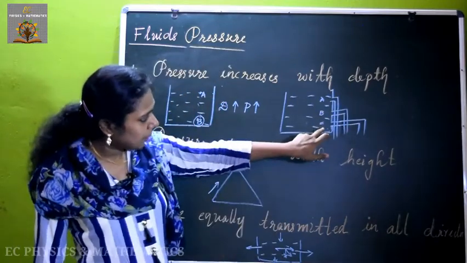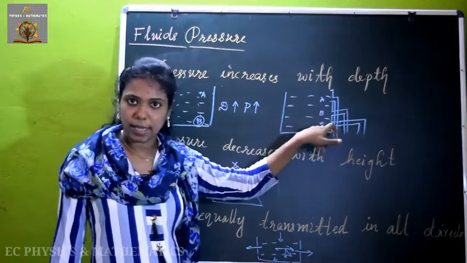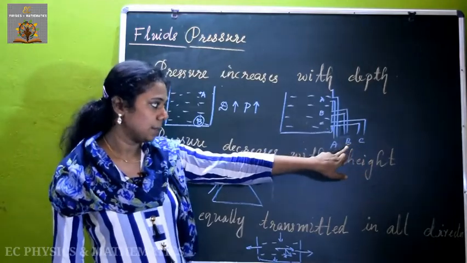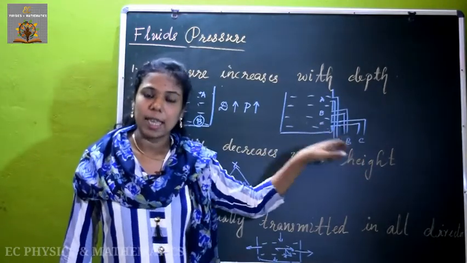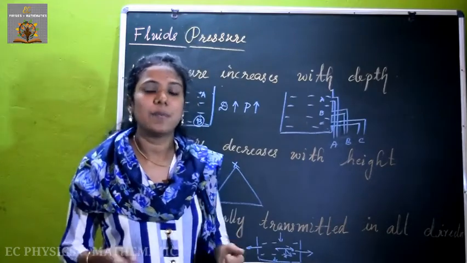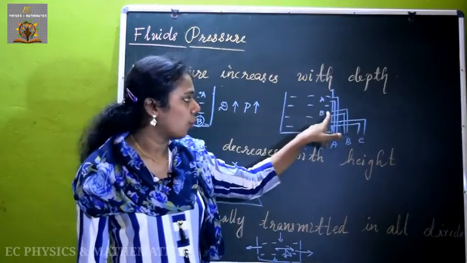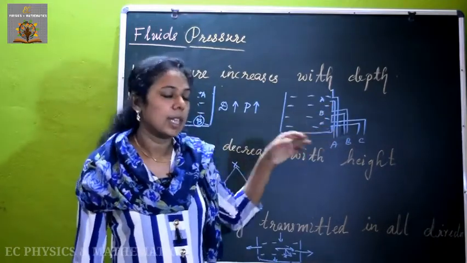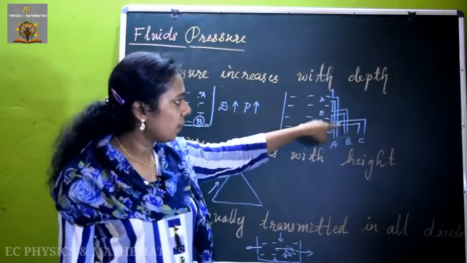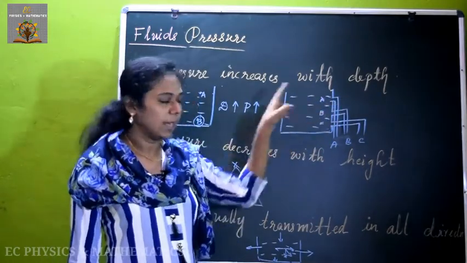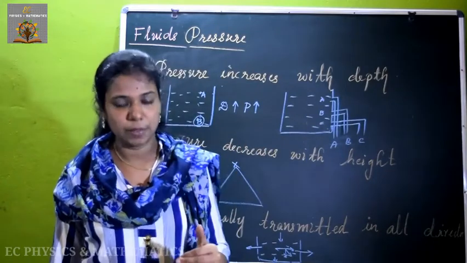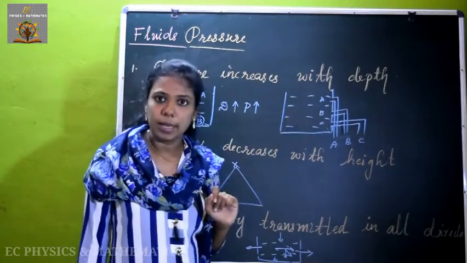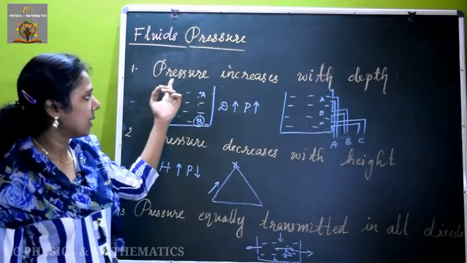Why? If depth increases, at point C the pressure is very high. This is hole C, and this is B, and this is A. Through hole C, the pressure is very high, so it can flow very fast. And through hole B, in moderate mode. Why? This is in between A and C. So the water will flow in moderate mode, and through hole A, water will flow very slowly. Why? The pressure is very low at hole A. Understood? So pressure increases with depth.